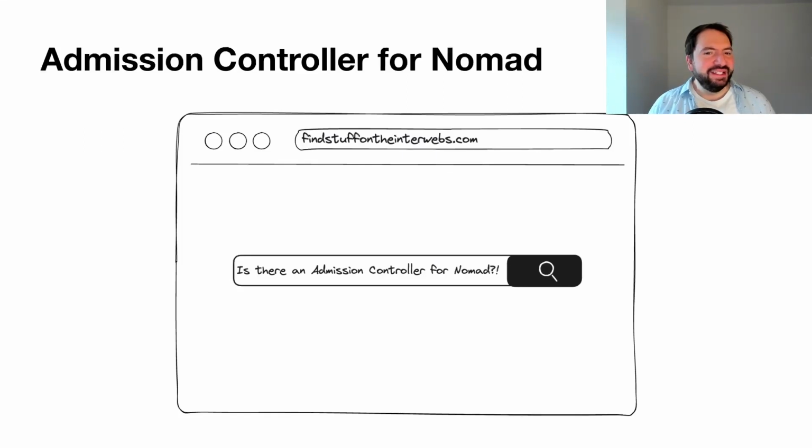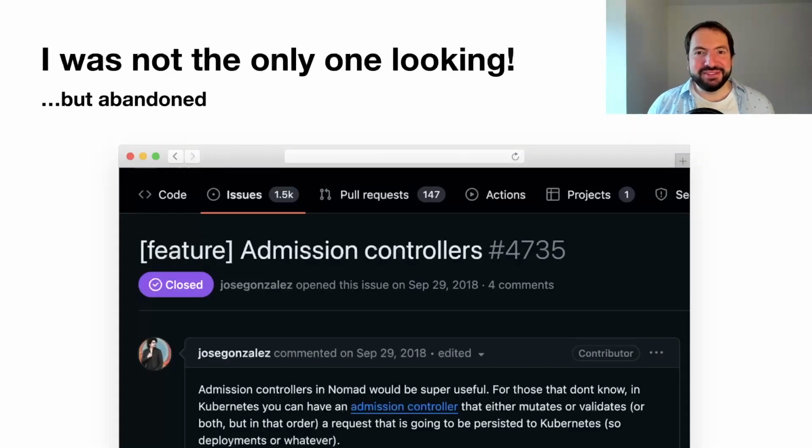So is there an admission controller for Nomad, I was wondering? And what I found is I was not the only one looking. There was one person requesting that feature, I think 5 years ago on Nomad, but sadly that issue was abandoned. But that person made some good points and had the idea that if it's not built in somewhere, you could still build it as an HTTP proxy in front of the Nomad server.